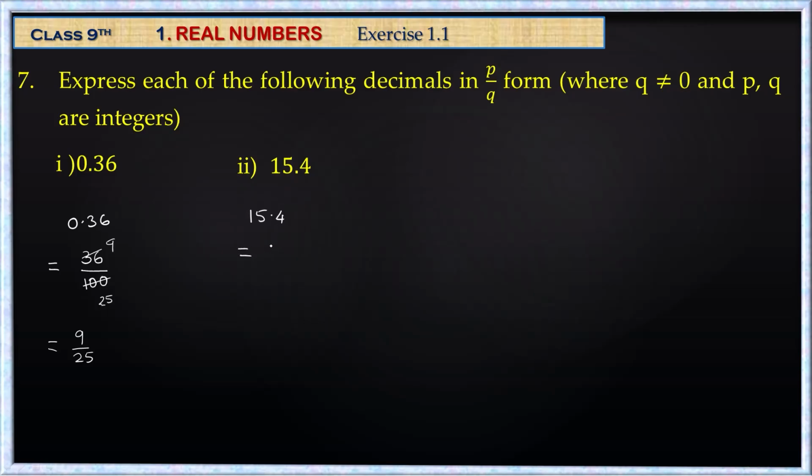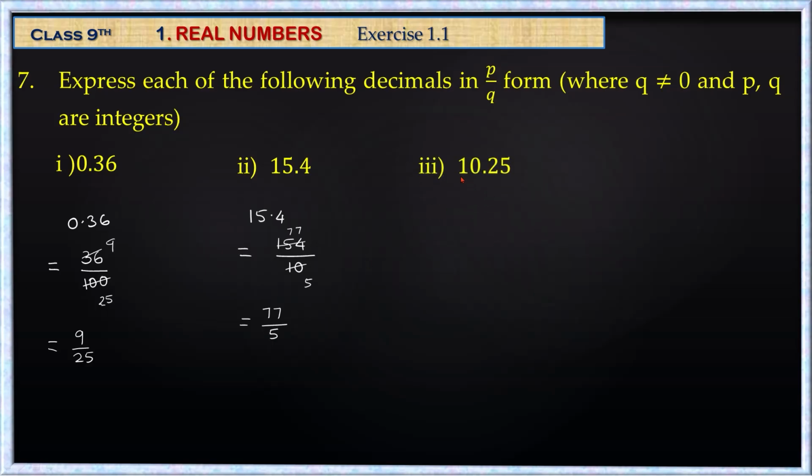15.4 is equal to 154 divided by, here after the decimal point 1 digit is there, so we have to divide it with 10 because 10 is containing 1 zero. So now cancel these two numbers in the 2 table. 2 fives are 10, 2 sevens are 14. We get one remainder, it becomes 14. 2 sevens are 14. This is equal to 77 by 5.